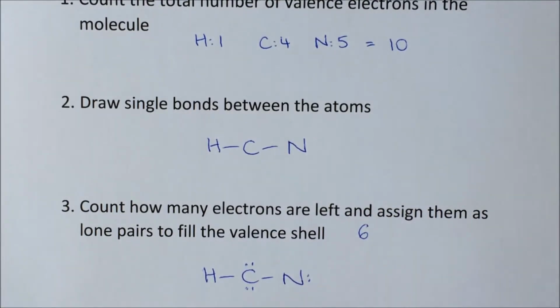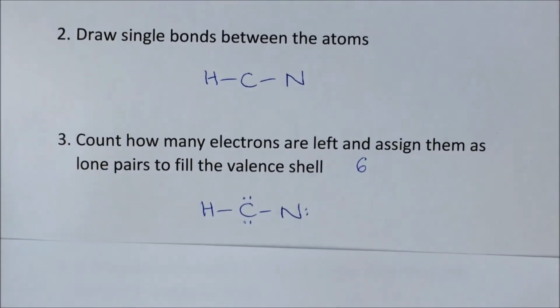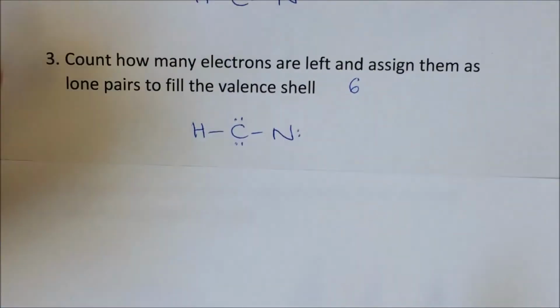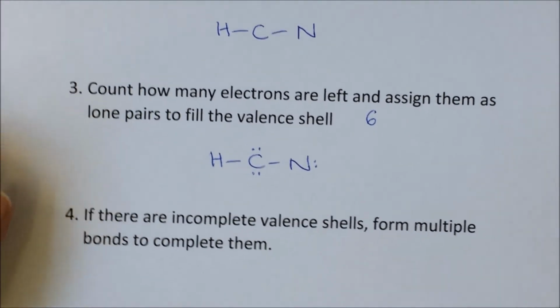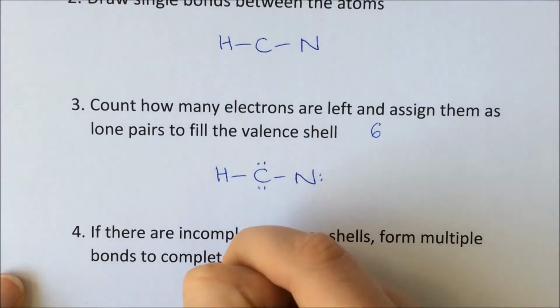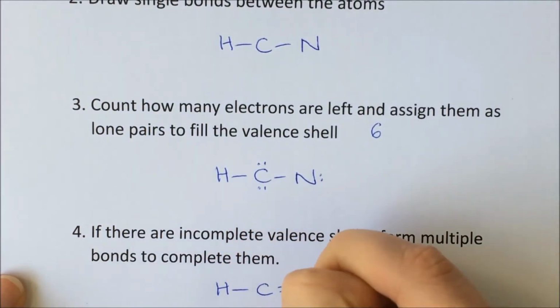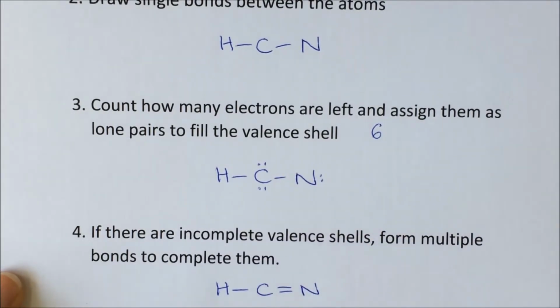But now how many electrons does nitrogen have in its valence shell? It only has 1, 2, 3, 4. That's not enough. That means we need to go on to step 4 and begin to form some multiple bonds. Let's try forming a double bond between the carbon and the nitrogen. This has used up 6 electrons, so we've got 4 more to assign.